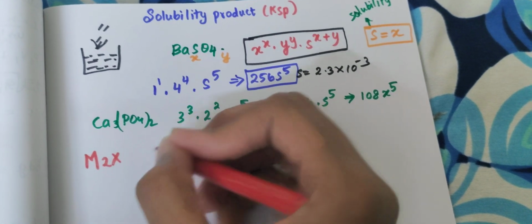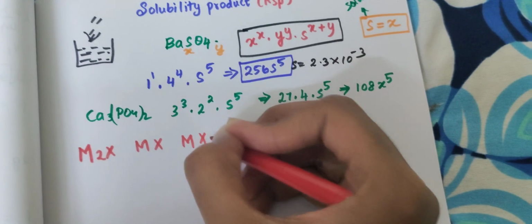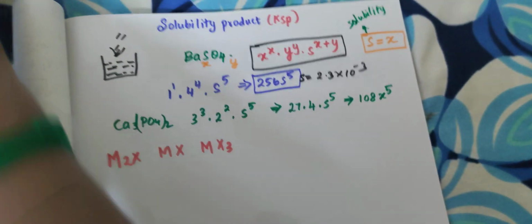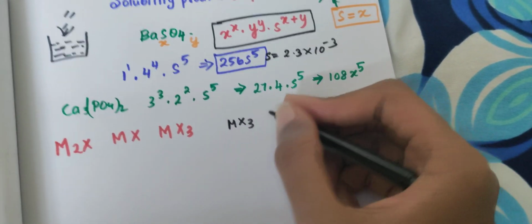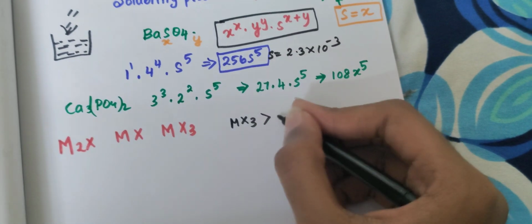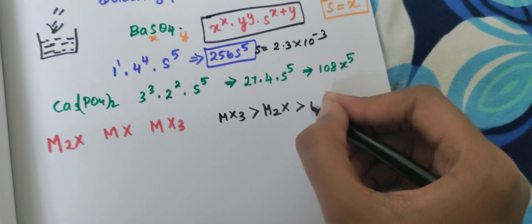Okay, I'm going to take M2X, MX and MX3. So for a sample, if you're getting any compound, you have to remember this order: MX3 is greater than M2X, which in turn is greater than MX.